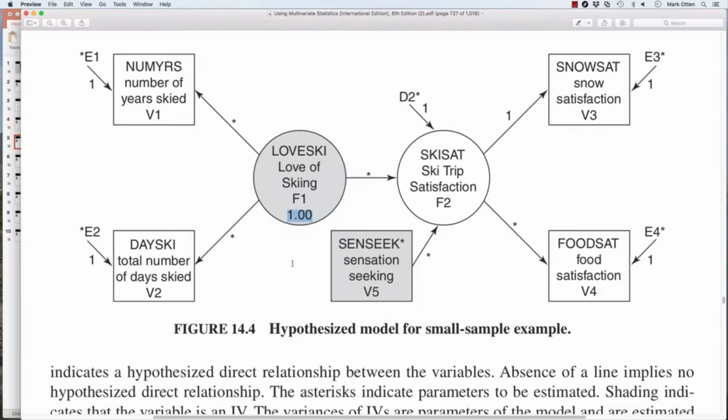The other is on the right side here. We have a loading set to 1 initially, and what that does is it sets ski trip satisfaction to the units of snow satisfaction, which may be some sort of scale, like a Likert scale. And so the factor is then on that same Likert scale that snow satisfaction is on, and food satisfaction is free to vary around that scale. So for the purposes of our equations here, we have set a 1 as our factor loading.